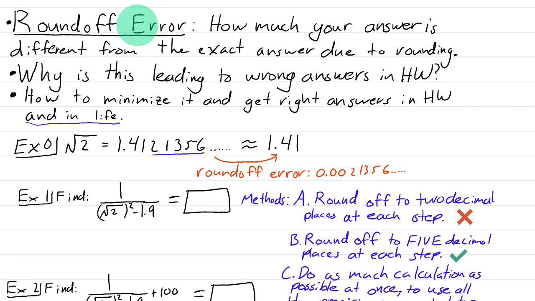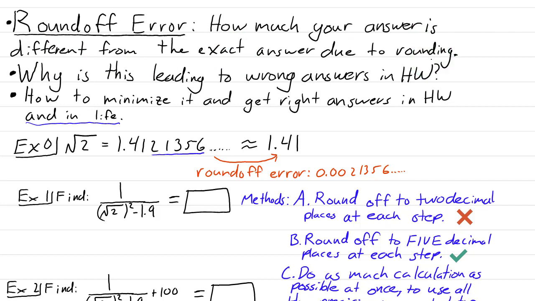The term error means different things in different places of math. It could just mean that you made a mistake. Sometimes an error is just a mistake. But the term error can also refer to how much something is different from the true value. So standard error is a measurement of how much different sample statistics are from the true population parameter, for example. But round-off error is how much your answer is different from the exact answer due to rounding.